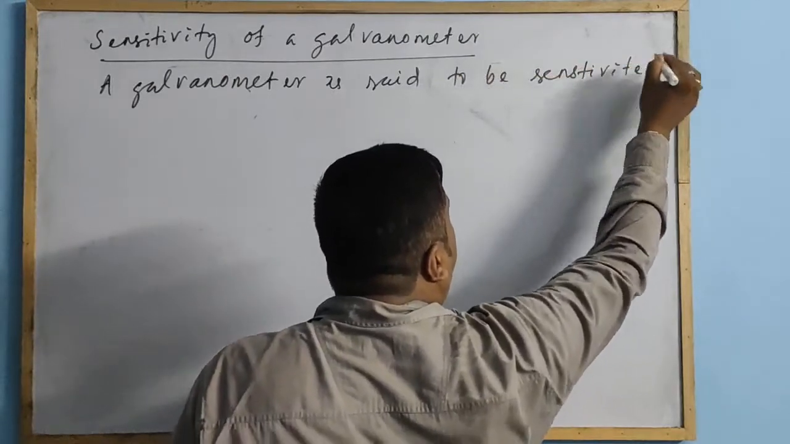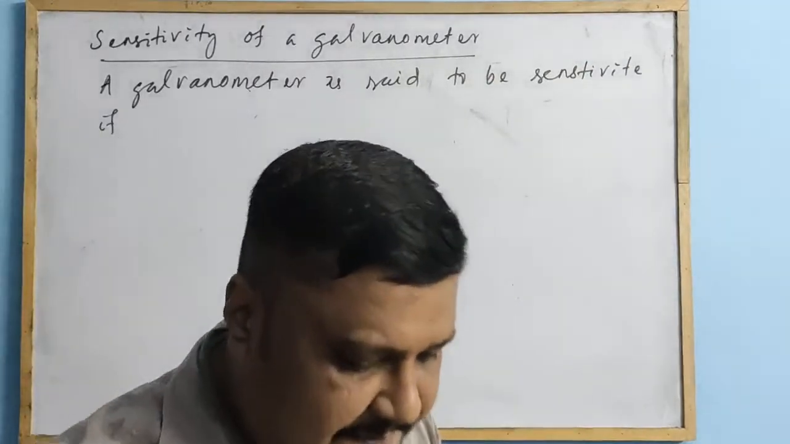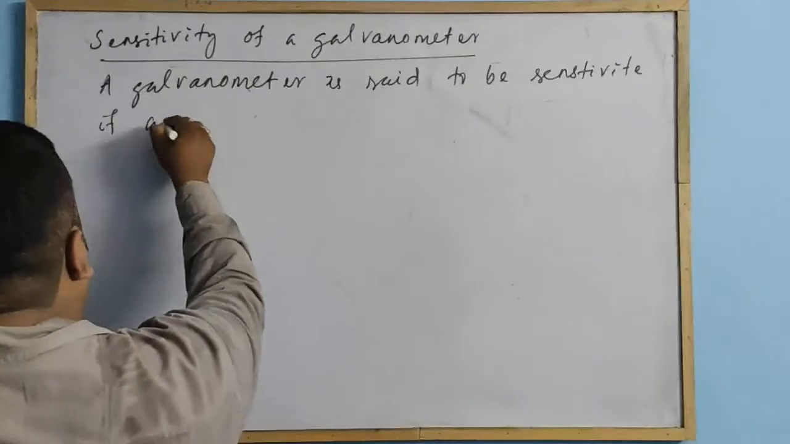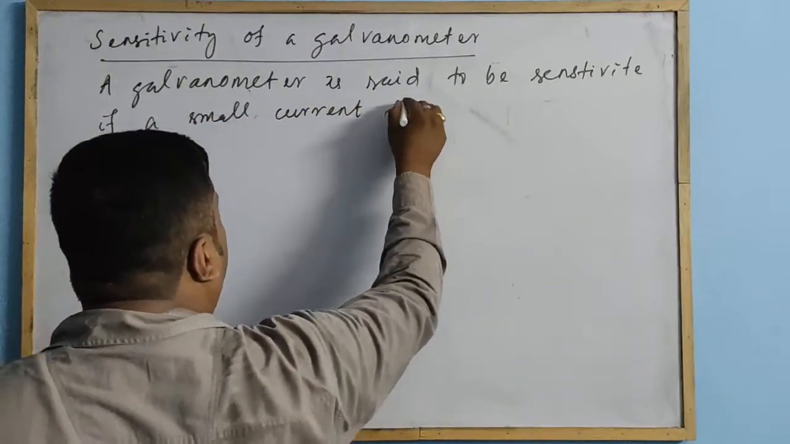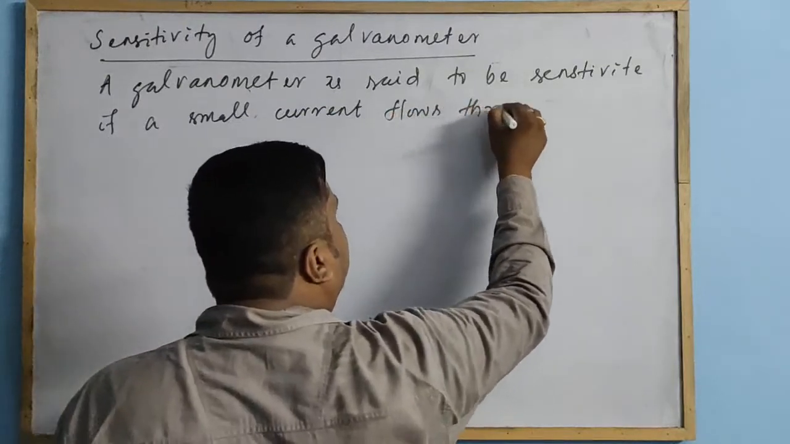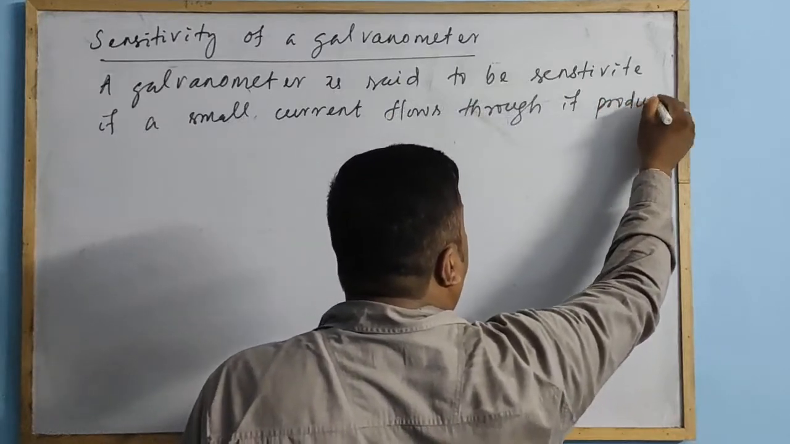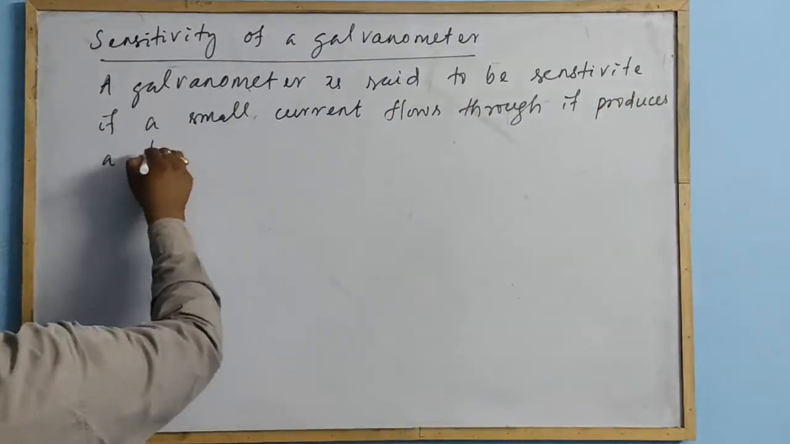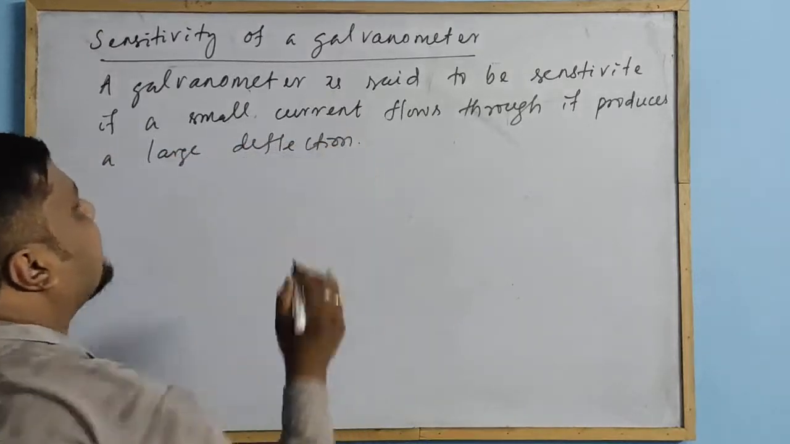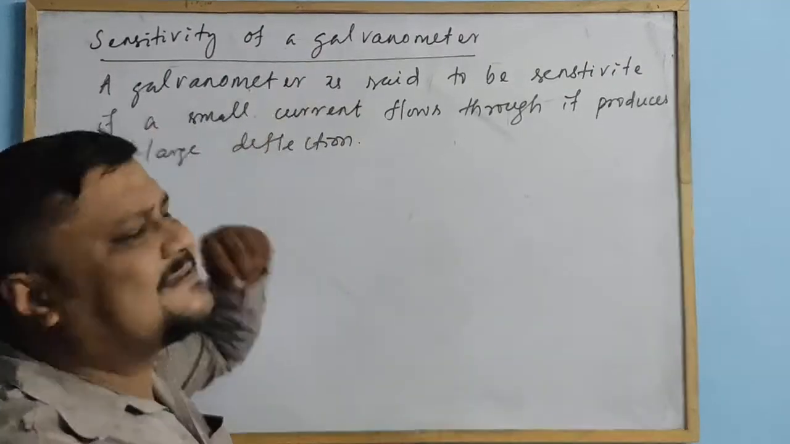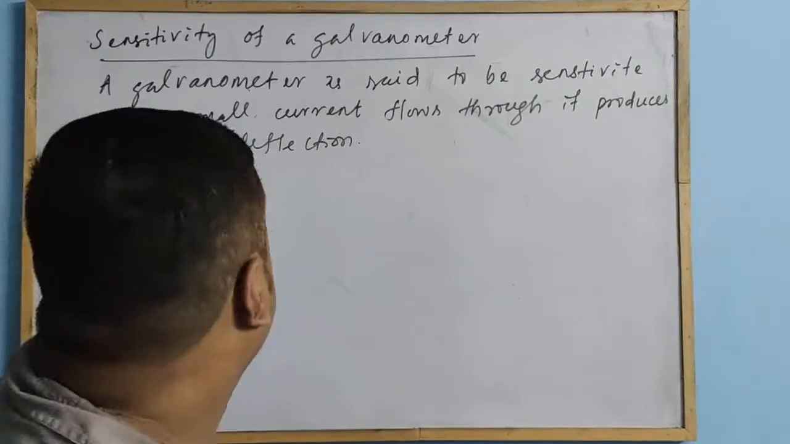if a small current flowing through it produces a large deflection. It produces a large deflection. Clear? Then it is more sensitive, with a large deflection, right?